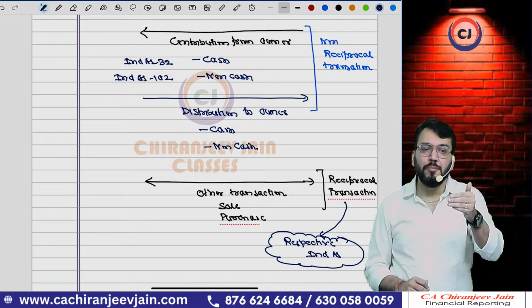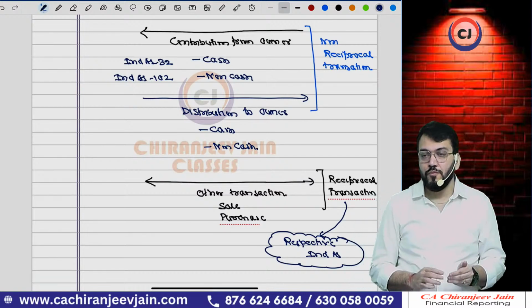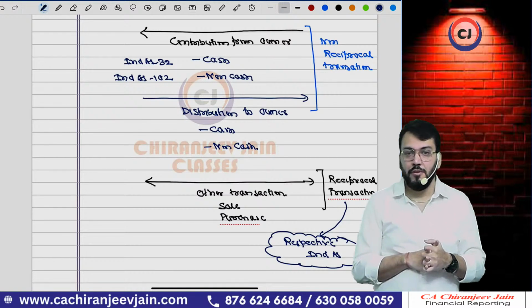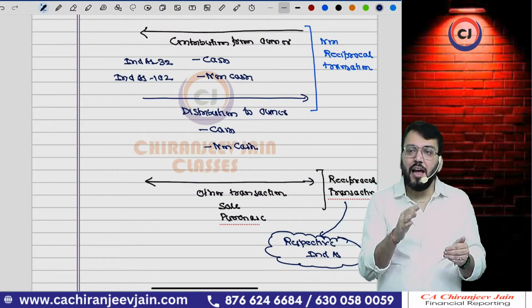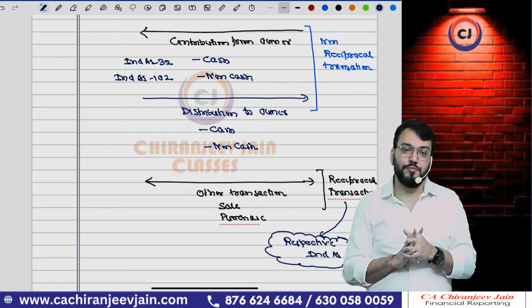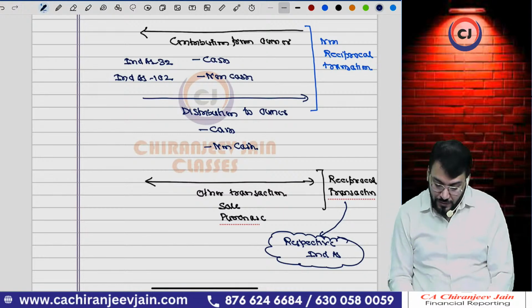If you purchase property, plant and equipment and if you have issued equity shares, that transaction is covered under Ind AS 102. Or if you have received some services and equity shares are allotted, that is also covered under Ind AS 102. Correct? So that will be covered.